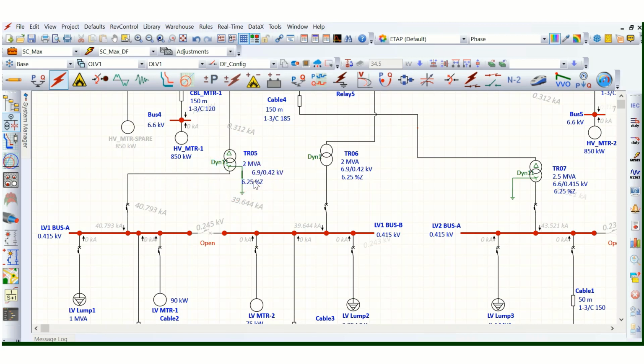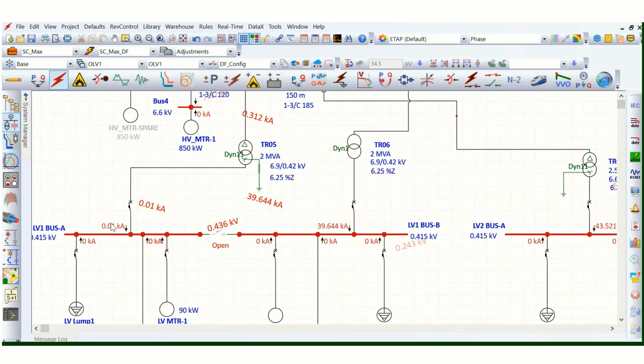So now this resistance is added here. Okay, now let's run this one. So it was 40 kiloamps. So now this is 10 kiloamps. Sorry, this is 10 amps only, because this is limited to 10 amps.